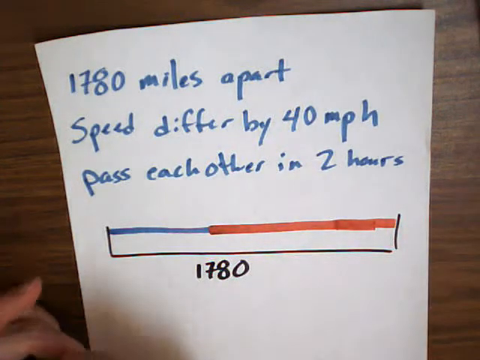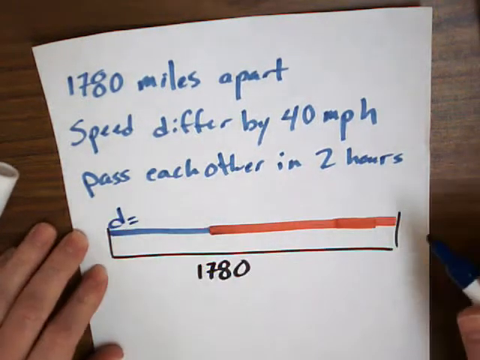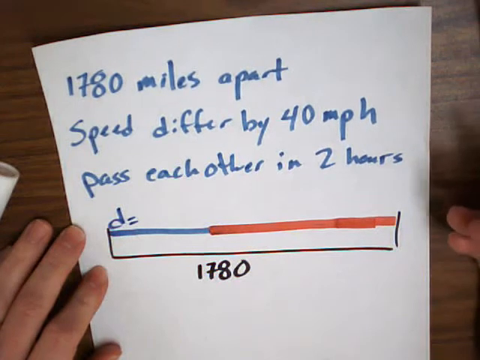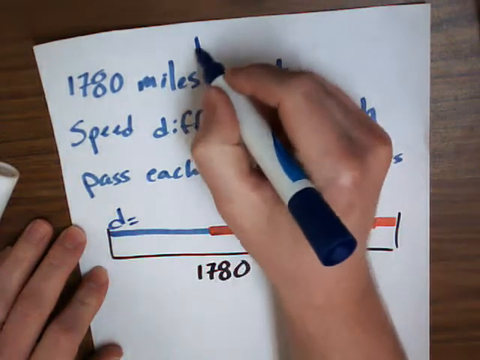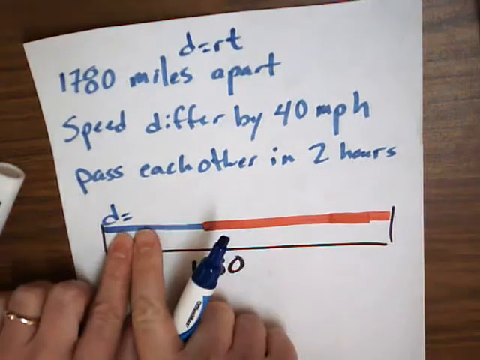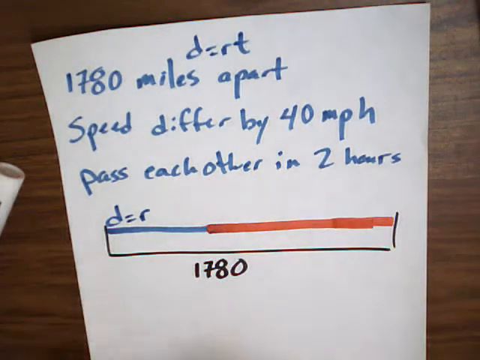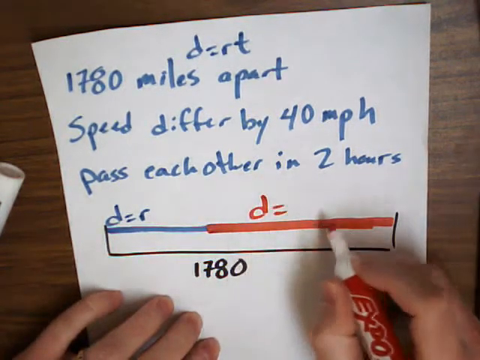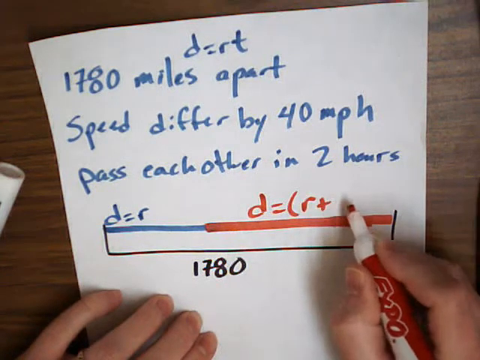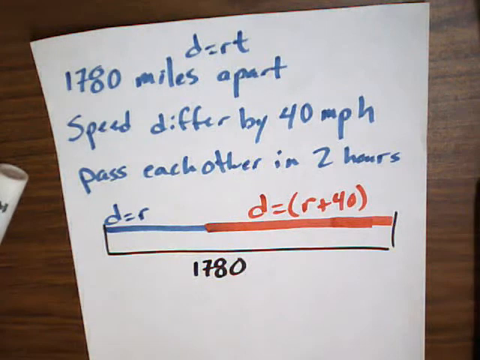Okay? And the distance in blue here is equal to rate times time. Right? That's what D equals RT is what this is all based off of. Well, if we call this the slow plane, I'm just going to call that a rate of R. But on the fast plane, I'm going to call it R plus 40 because it's going faster. Does that make sense? Make sense so far? Well, I'm not done yet because I got to put time.